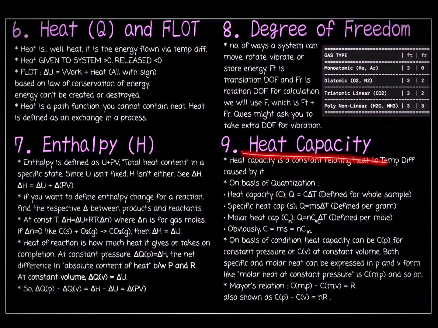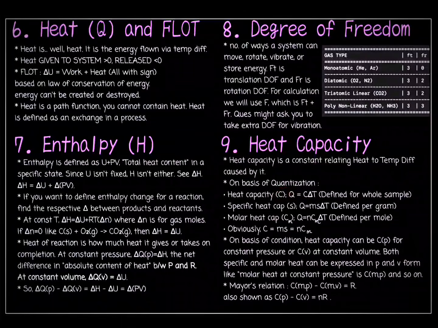So now let's look at heat capacity. Heat capacity is nothing but a constant which relates the heat given or taken by a system to the temperature difference which arises in the system. Okay. So there are two classifications we can make. First of all, on the basis of quantization, the heat capacity, or in other words, the total heat capacity, which is capital C here. How does it relate to the temperature difference?